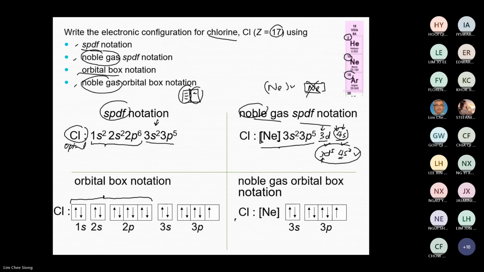Teacher, if the question asks us to write the noble gas SPDF notation, can I just write the bracket Ar? Yes, correct. Let's say you have chloride. For chloride, we know the number of electrons goes from 17 to 18. 18 refers to argon. So you only write down bracket argon and the rest. Let's say the question asks you to give it in noble gas SPDF. Clear? Okay, next one. Any more?